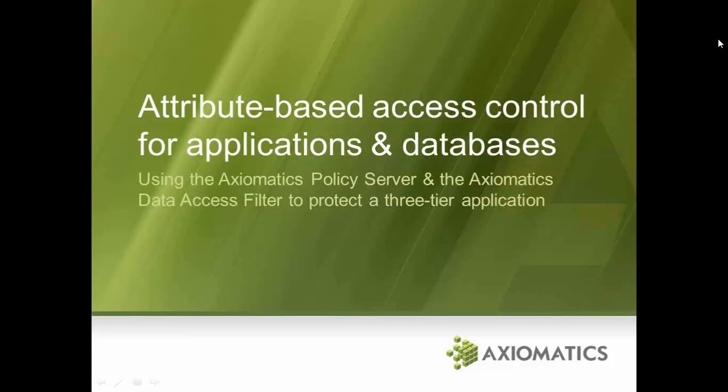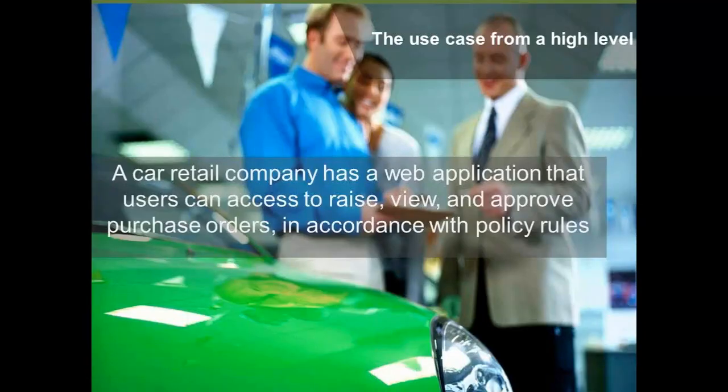Today we're going to talk about attribute-based access control for applications, but also for databases. And the products we'll be featuring today are the Axiomatics Policy Server as well as the Axiomatics Data Access Filter. And we'll go through and show you how we're protecting access within a three-tier application. The use case that we'll be using as an example today, from a high level, is a car retail company. It has a web application that has three different tiers, as we mentioned. Users can access this application to create, view, and approve purchase orders if they follow the proper policy rules that are set up in the Axiomatics system.